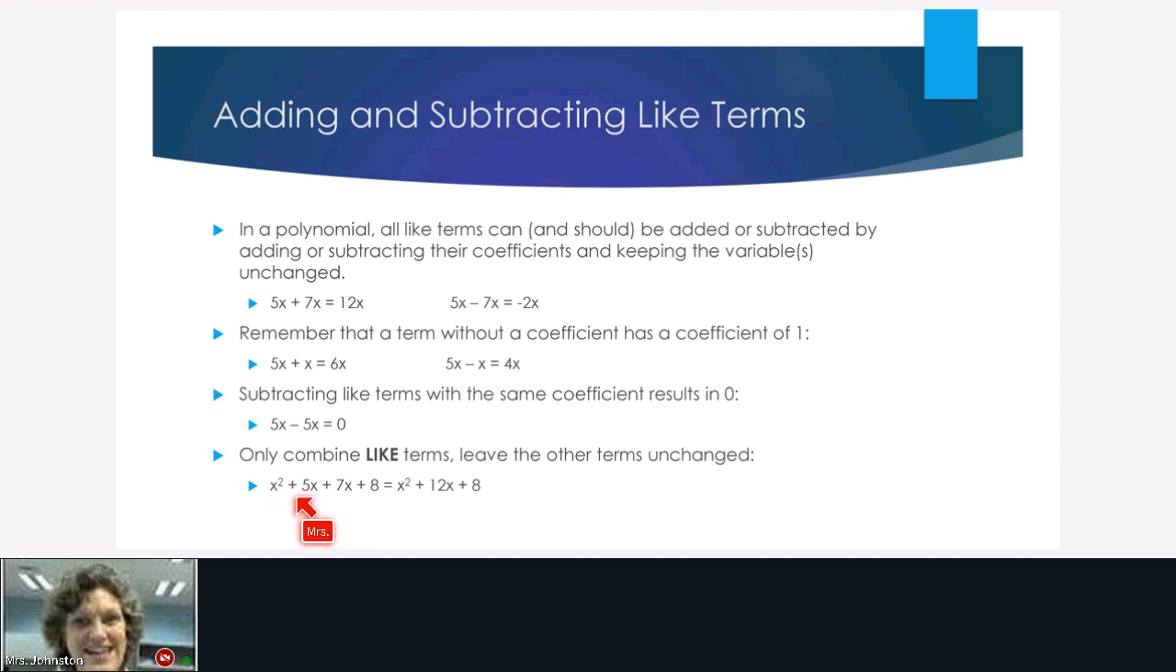So in this expression, x squared plus 5x plus 7x plus 8, only those two middle terms can be combined, the 5x and the 7x. So the simplified expression would be x squared plus 12x plus 8. The x squared and the 8 do not change.